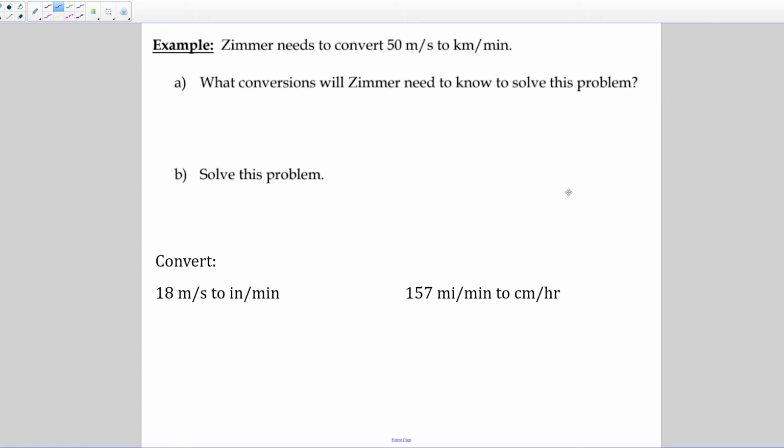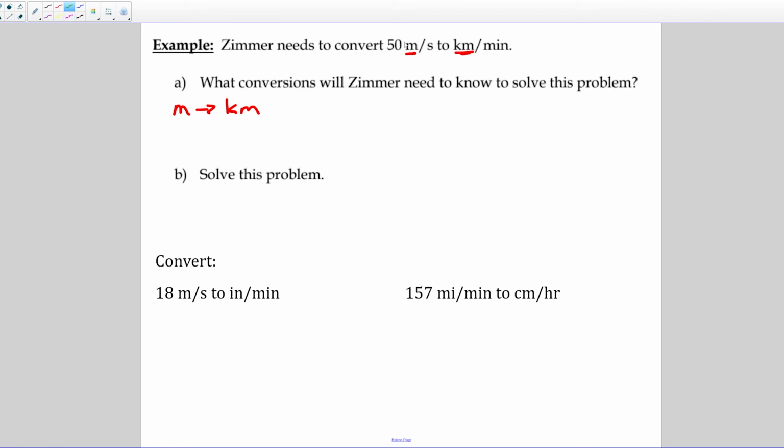This last section will explain why we've been dividing our initial measurement by 1. We have here our friend Zimmer, who needs to convert 50 meters per second to kilometers per minute. What conversions will Zimmer need to know to solve this problem? First of all, we can see here that Zimmer has to convert from meters into kilometers, so that is going to be our first conversion.